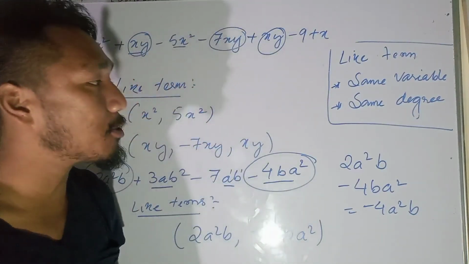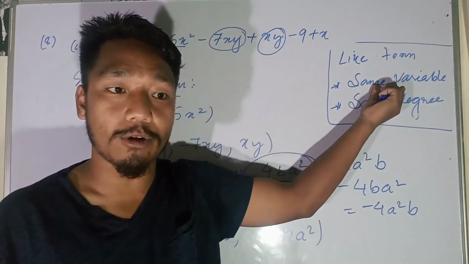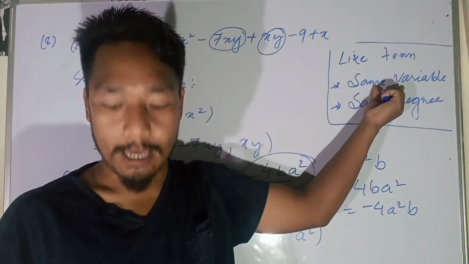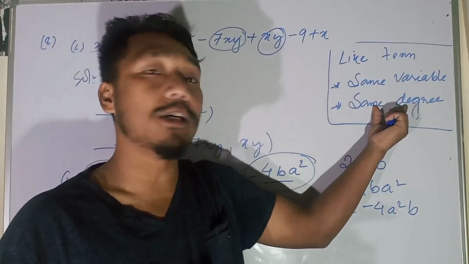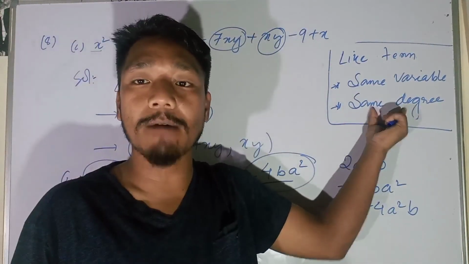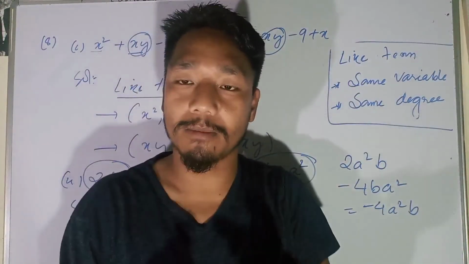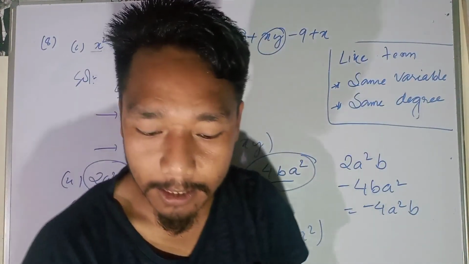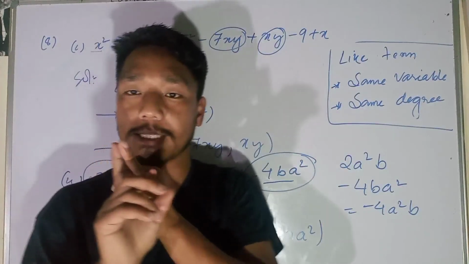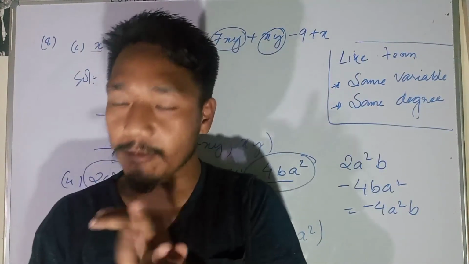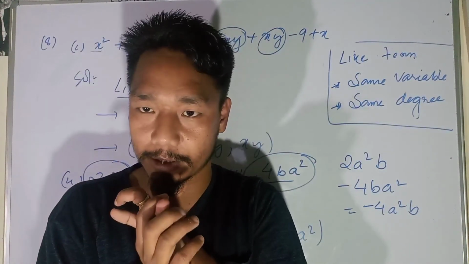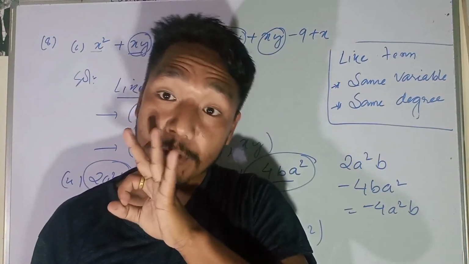Okay, you have to check whether they have the same variables or not. If they have the same variables, that means again we have to check whether their degrees are the same or not. If the degrees are the same, that means they are like terms. Now you must be clear about what is a term, what are like terms, what are constant numbers. Okay, so try to understand this.